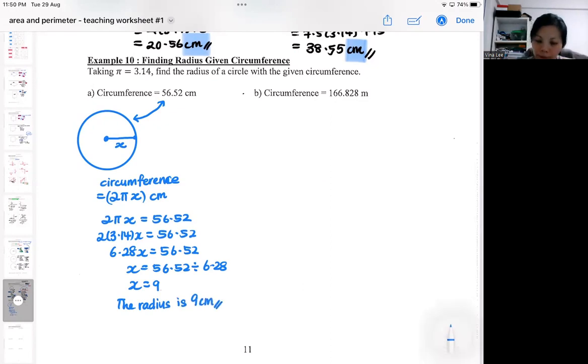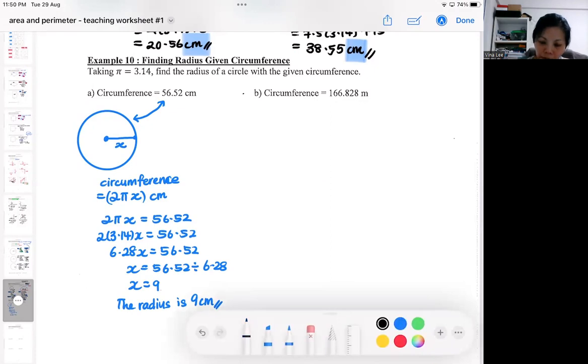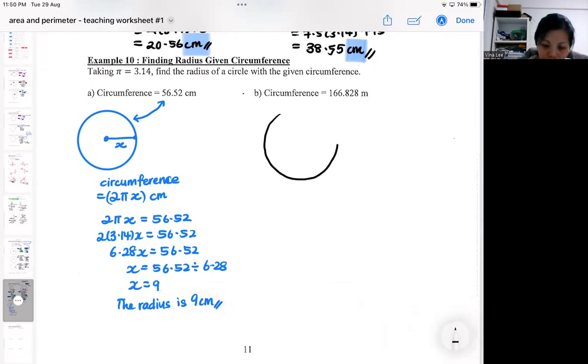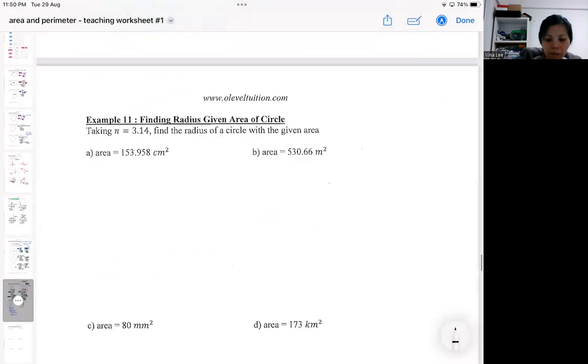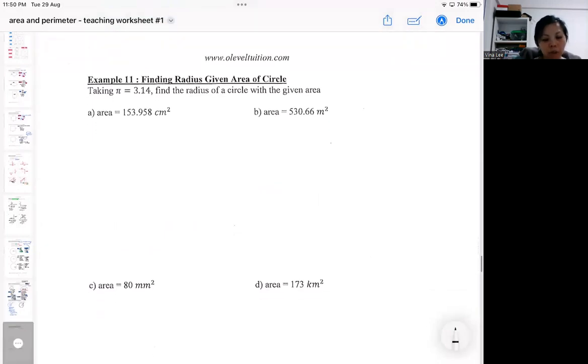Okay, so give it a try for the next one. The radius and then the circumference. Do exactly the same manner and see whether you can get the answer. Okay, in the next example, they are giving you the area, and you are supposed to find the radius.